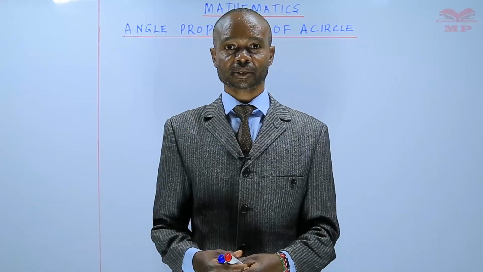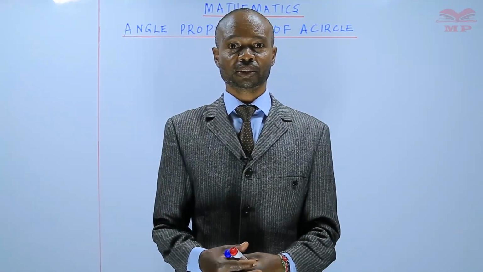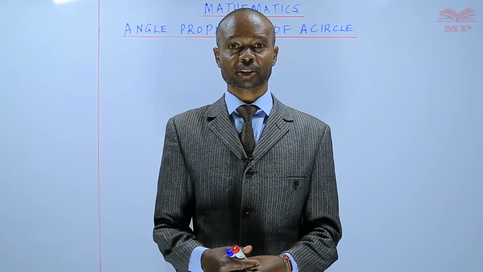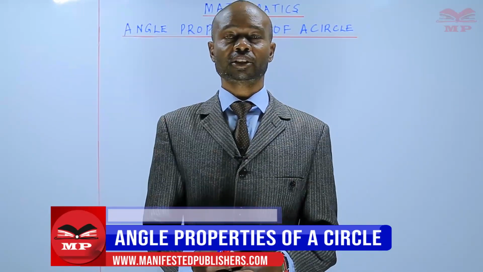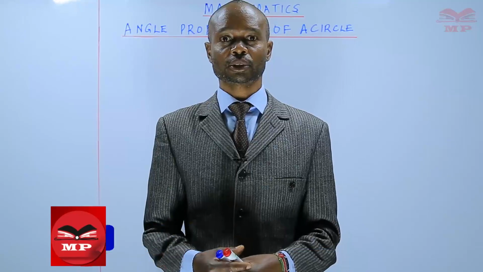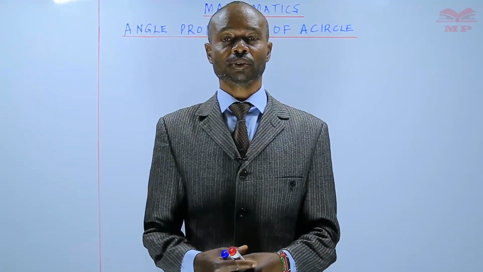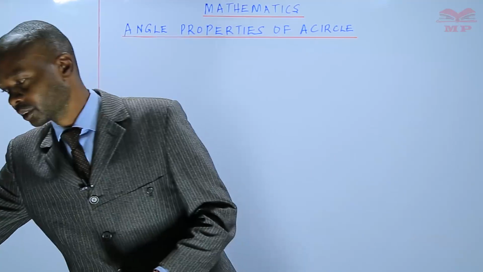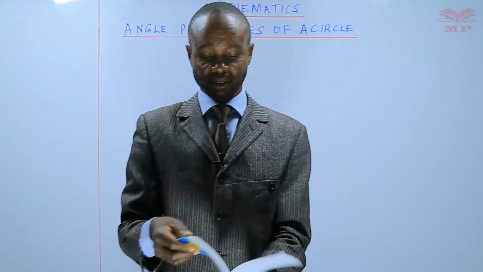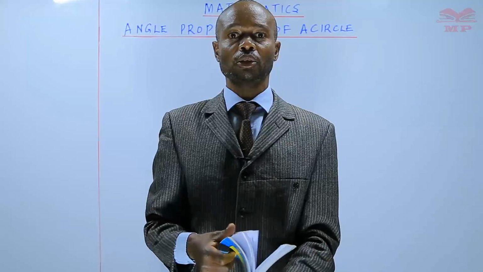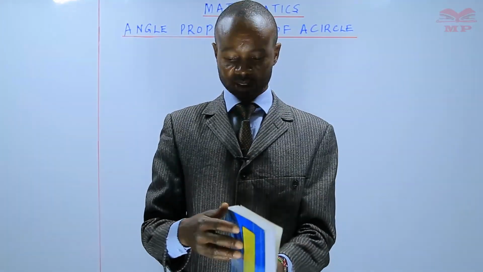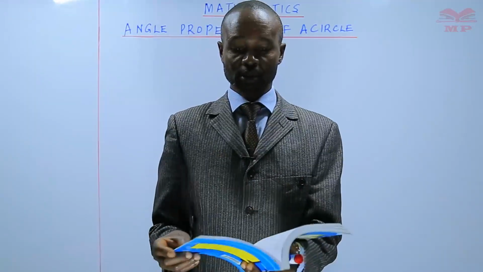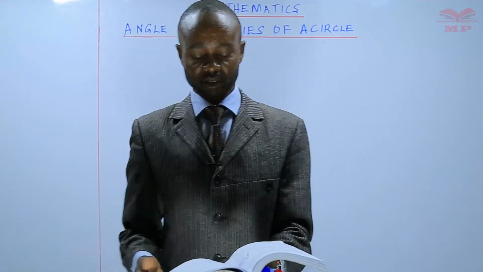Hello learners, today we are going to continue with our topic, angle properties of a circle. In the last lesson, I had given you an exercise from the learner's book, exercise 19.1, question 4 and 5. And I hope you had done the questions. So I'm going to write the questions on the board, and before I write them, I'll read question 4, which I'm going to start with.